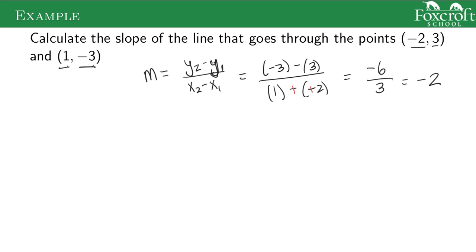So if I were to have this line, just a real crude drawing real quick, at -2, 3, and 1, -3. All right, this line has a slope of -2. And it makes sense that our answer is negative because you can see this line would be going in the downward direction.